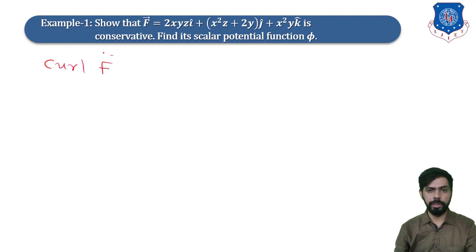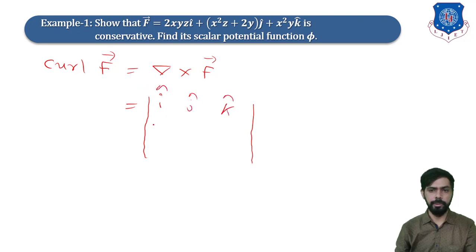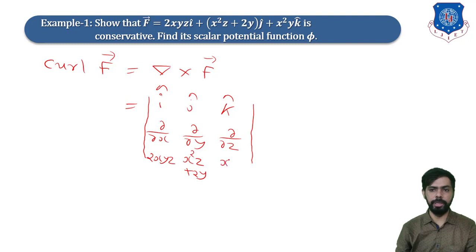Here curl of f is given by the cross product of the vector differential operator del and vector field f. The cross product is defined by the determinant of i, j, k; del by del x, del by del y, del by del z; then the i component of vector f, that is 2xyz; the j component, that is x square z plus 2y; and the k component, that is x square y.